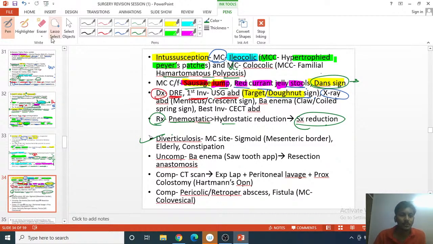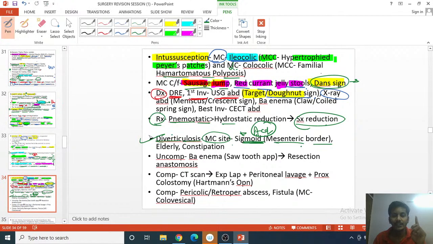Then diverticulosis. Okay, so multiple diverticula, if many diverticula are present in the intestine, then that condition is known as your diverticulosis. The most common site of diverticulosis is the sigmoid colon. Please remember, the most common site of diverticulosis is your sigmoid colon. And which border? Mesenteric border. So remember, if there are diverticula in the sigmoid colon, which type of diverticula is it mostly? Yes, acquired type of diverticula.